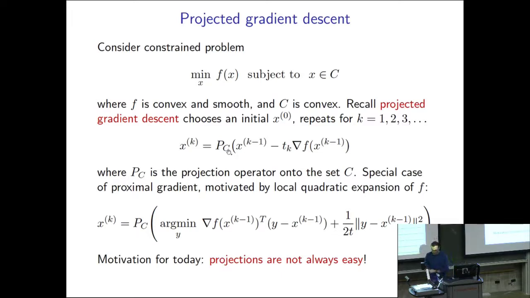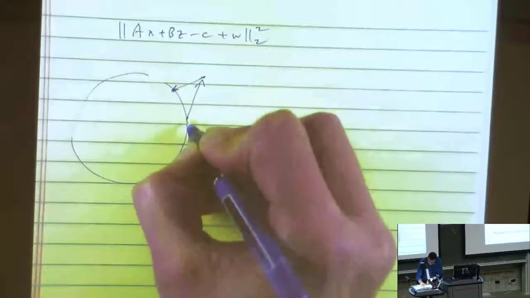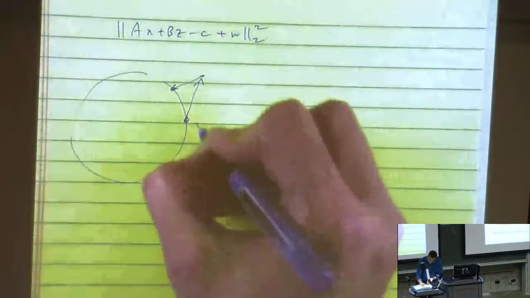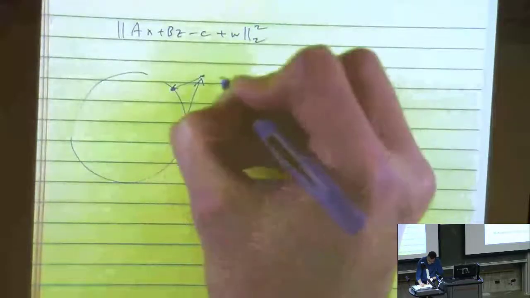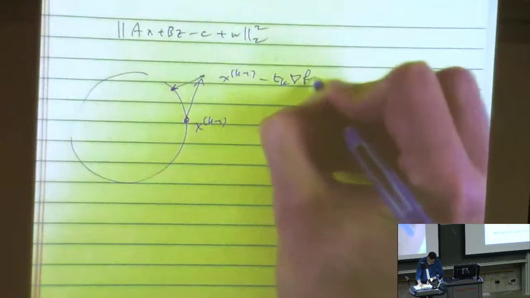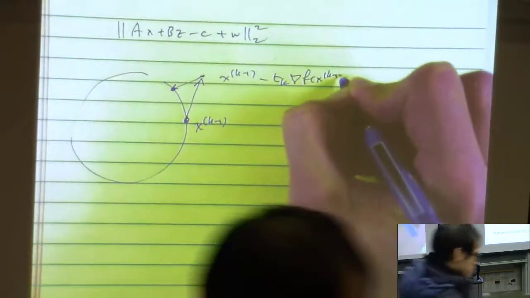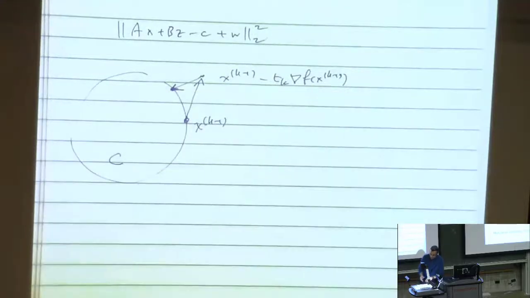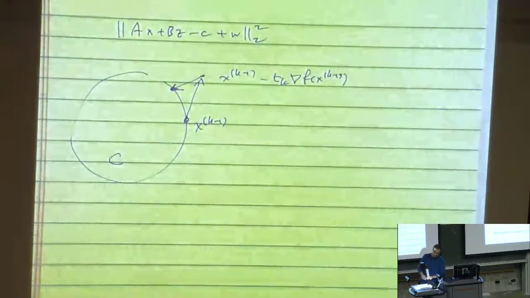And then after every iteration, I project onto the constraint set C. So you can imagine, I have some constraint set, and I take a gradient step, maybe it puts me here, and then I project onto the constraint set. That's my next iterate. So this would be x^(k-1). This would be x^(k-1) minus t_k grad f of x^(k-1). But it's not feasible, so I project it back onto C. And at some point, I would arrive at the solution.